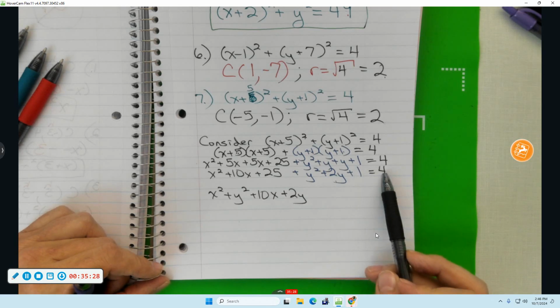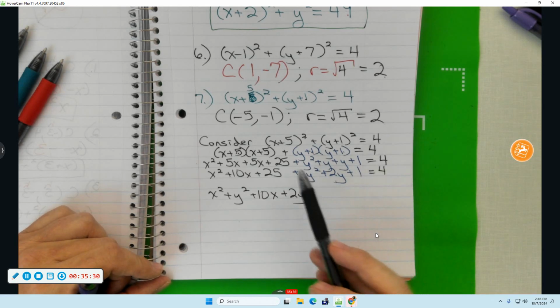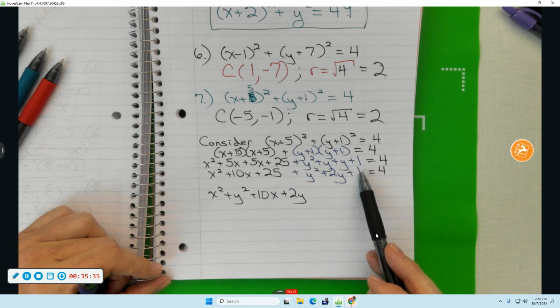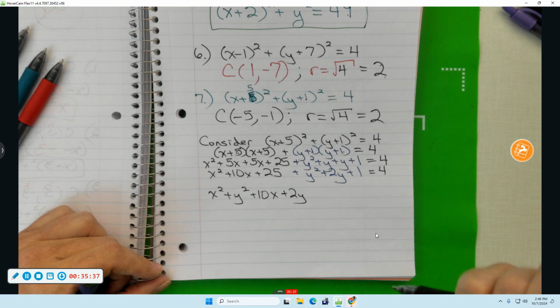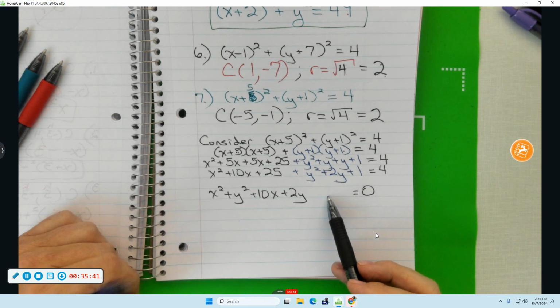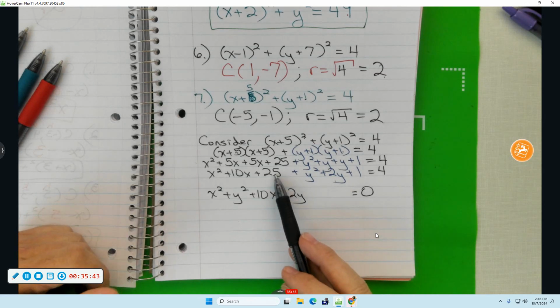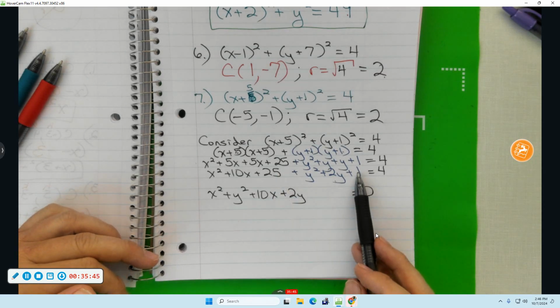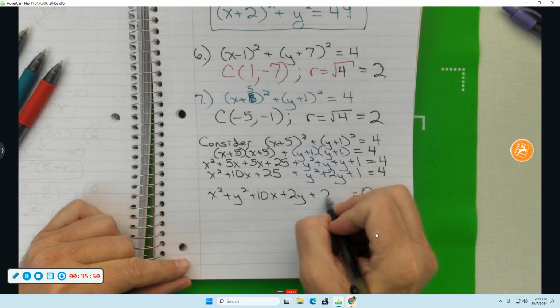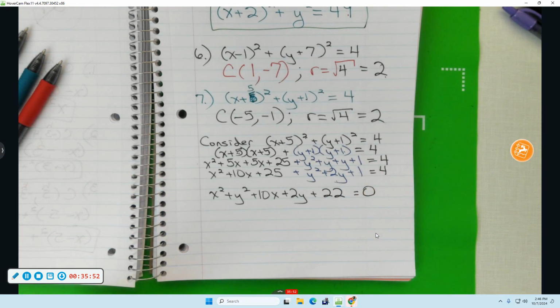How about we move this 4 over and combine it with that 26? 25 plus 1 is 26. Let's get a 0 over here on the right-hand side. What's my constant going to be there? Okay, 25 plus 1 is 26 minus 4. I agree with the plus 22. Did y'all follow my logic here?